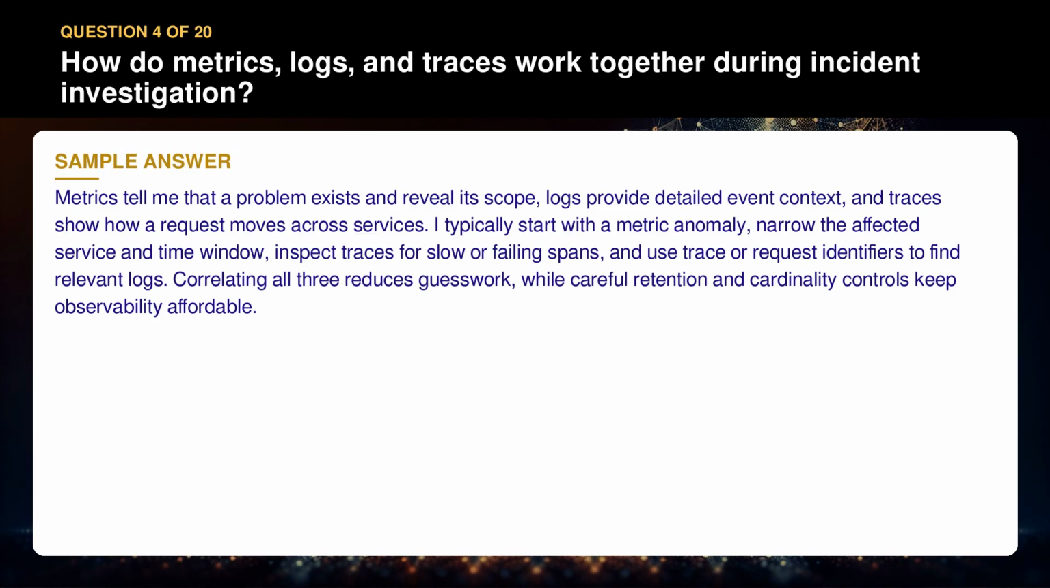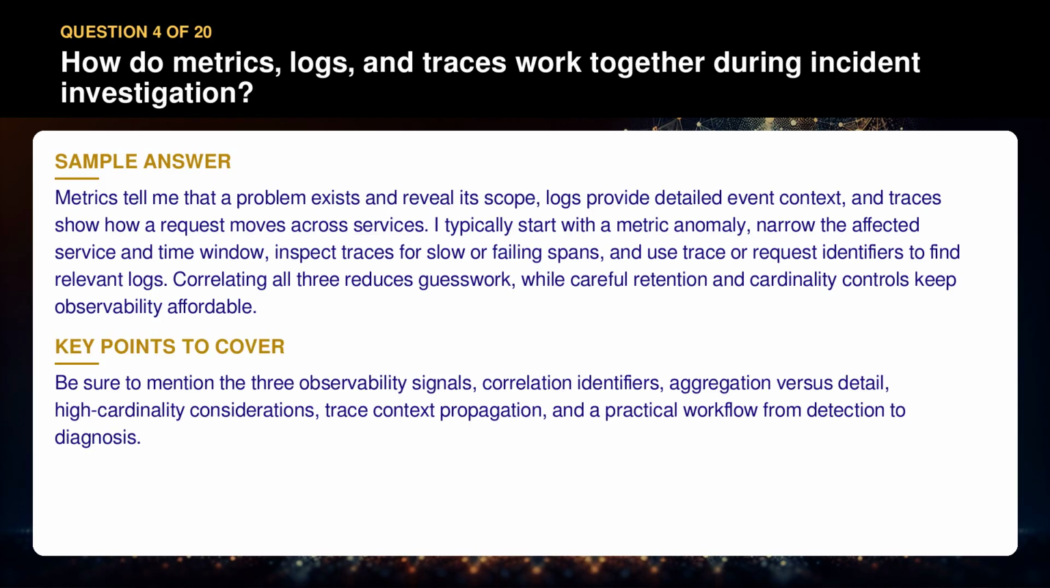I typically start with a metric anomaly, narrow the affected service and time window, inspect traces for slow or failing spans, and use trace or request identifiers to find relevant logs. Correlating all three reduces guesswork, while careful retention and cardinality controls keep observability affordable. Be sure to mention the 3 observability signals, correlation identifiers, aggregation versus detail, high cardinality considerations, trace context propagation, and a practical workflow from detection to diagnosis.